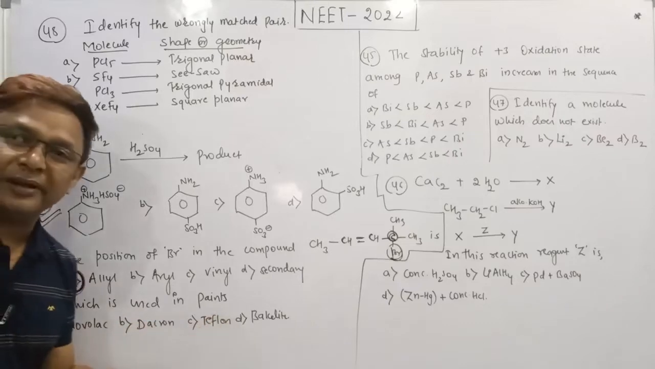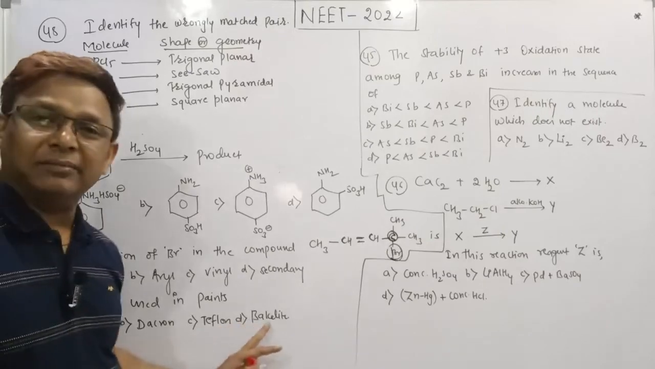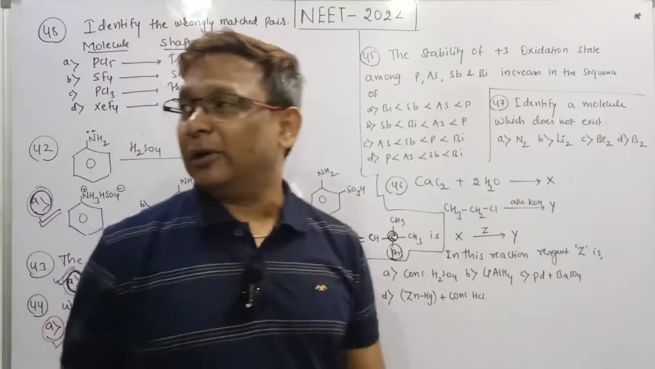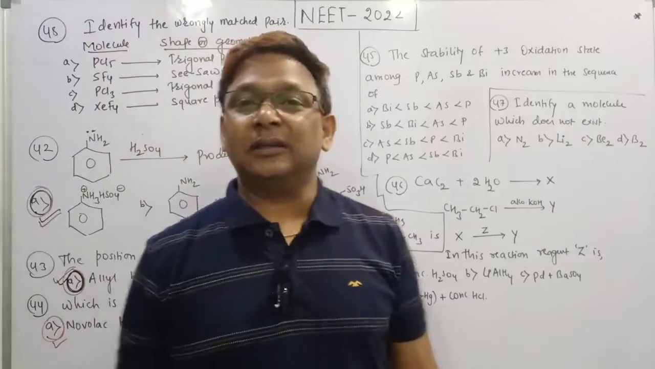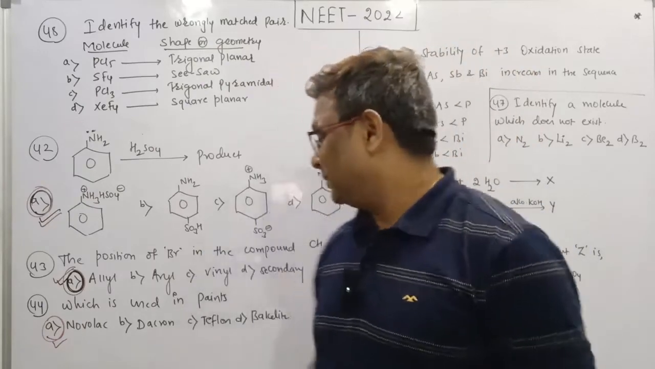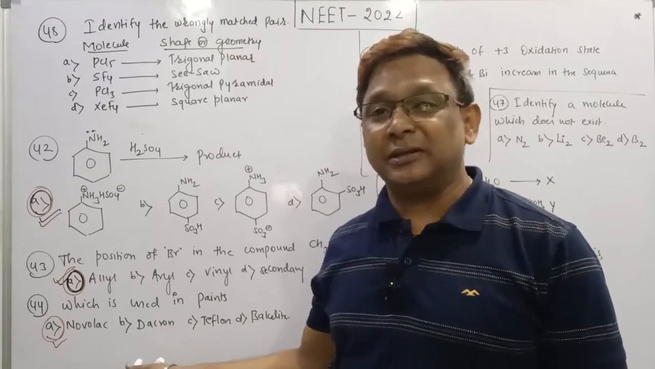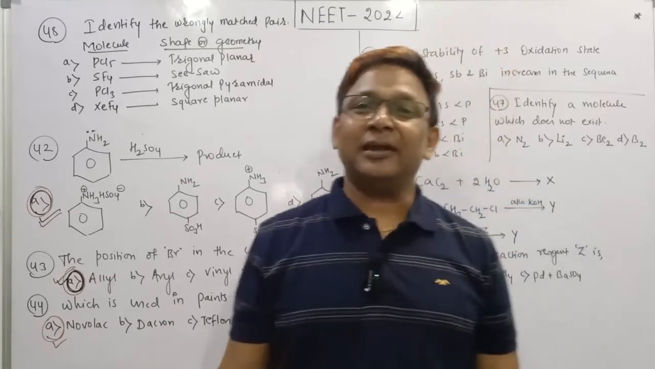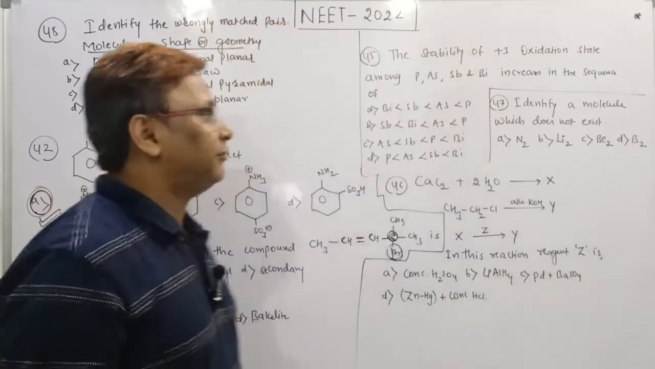Which is used in the paints? Very simple question, beta. Novolac can be used in the paint. But Bakelite is a thermosetting polymer, and Teflon is nothing but the polymer obtained from tetrafluoroethylene. Dacron is a name of the polymer called terylene, which is made up of ethylene glycol and terephthalic acid. Come to question number 45.